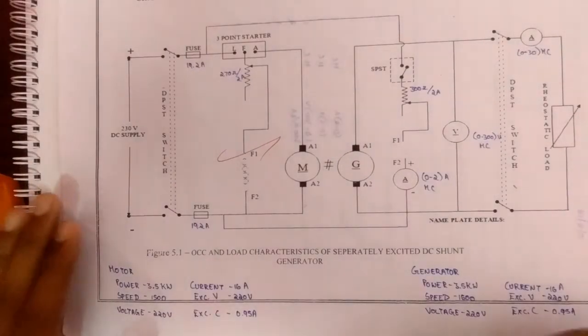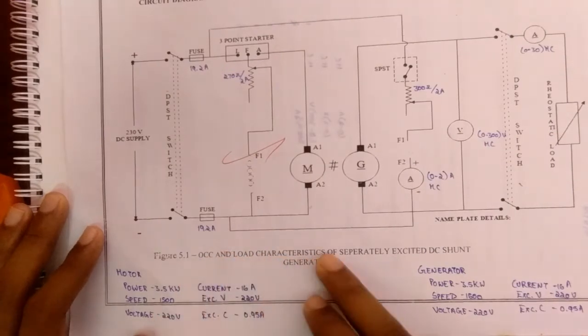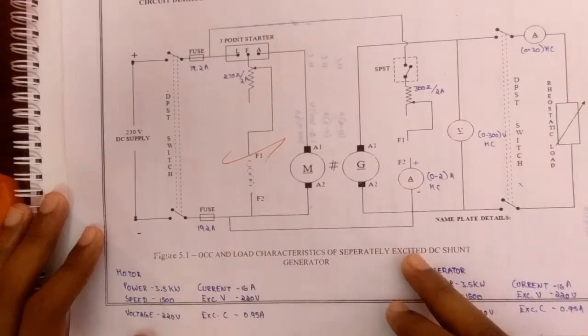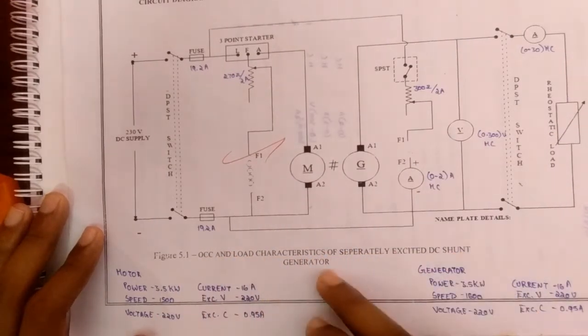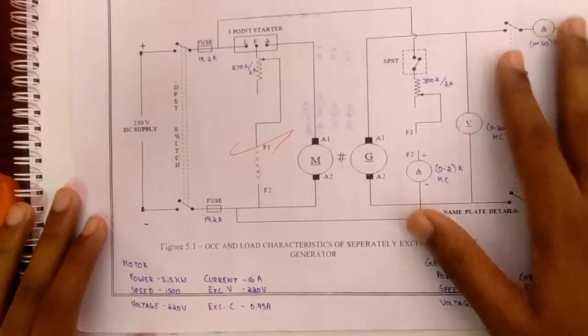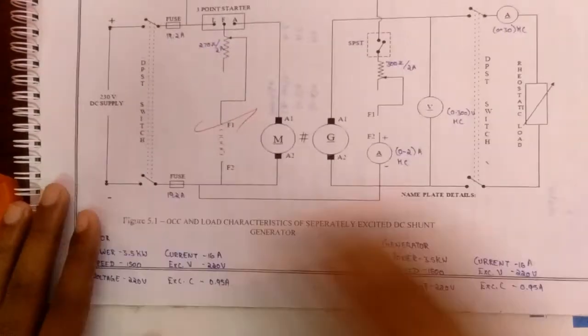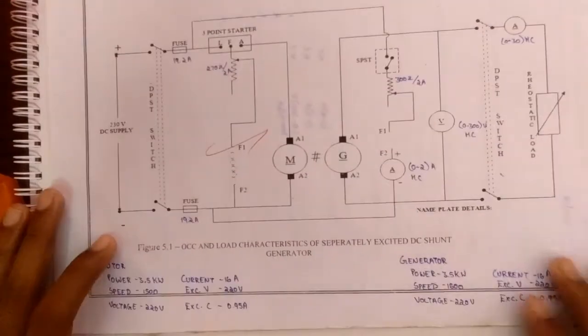Hi guys, in this experiment we will see about the OCC and load characteristics of a separately excited DC shunt generator. So the circuit diagram is this. The nameplate details for the motor is this one, and for the generator is this.